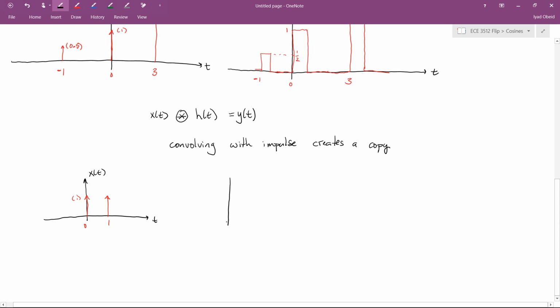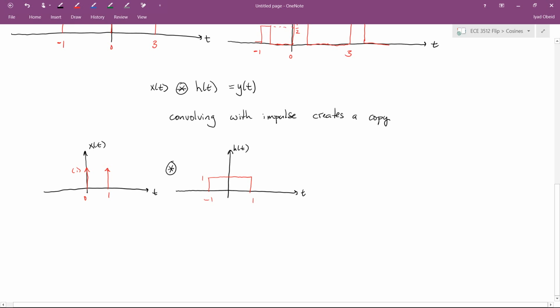And let's let my h of t look like this. Let's do that in red. Okay. Let's let h of t look like this: -1 to 1 with a height of 1. And that is h of t, and I wish to convolve.